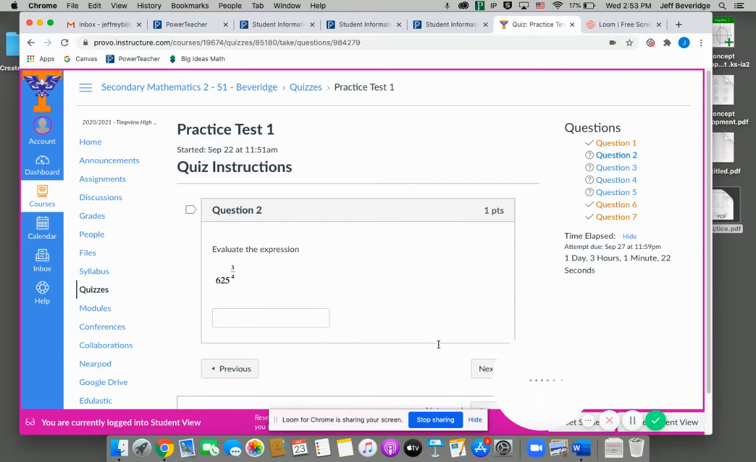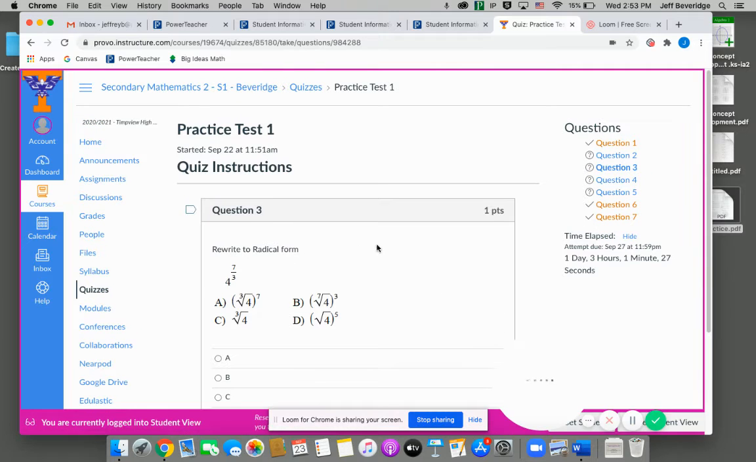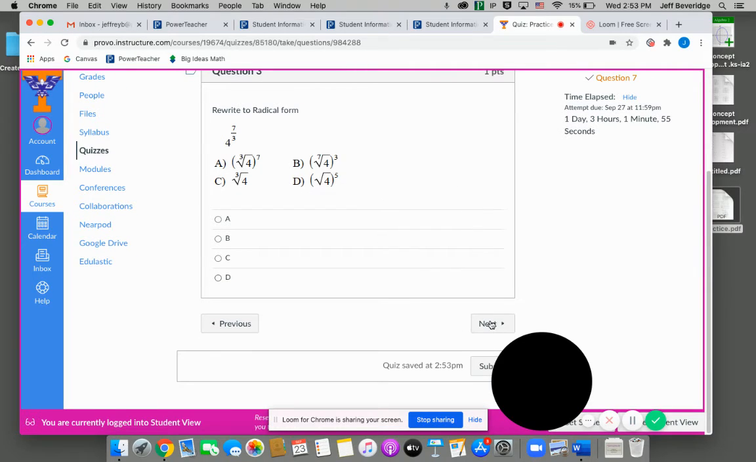Again, evaluate the expression. You'll also see some questions like this. You'll see like 2 questions with this one where it gives you a rational exponent and it wants you to rewrite it so that this expression is a radical. Right now it's a rational, 7 over 3, but it wants you to write it in a radical. These ones are just multiple choice. It's either A, B, C, or D. You just have to select that down here.